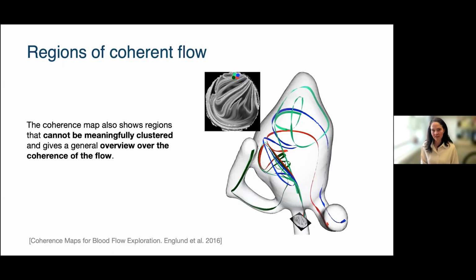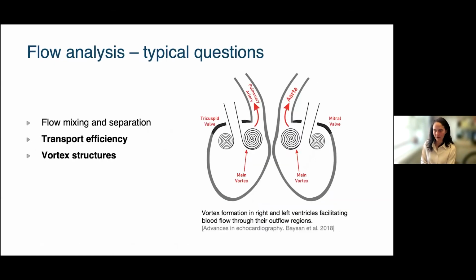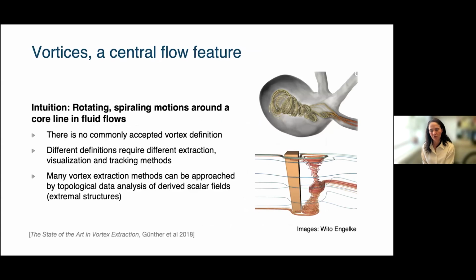The second feature that is of interest is for sure vortices. I will jump over that due to my limited time. I just show a picture, and this is probably the most well-researched area in flow visualization and flow analysis: how can we define a vortex? How can we extract a vortex?